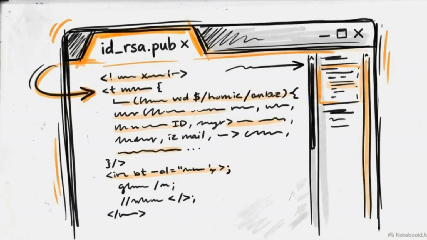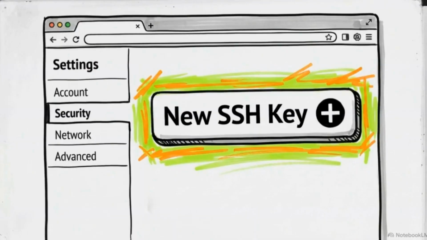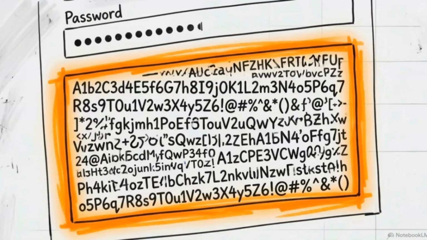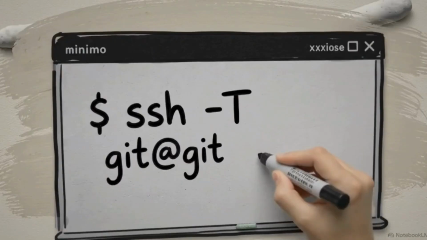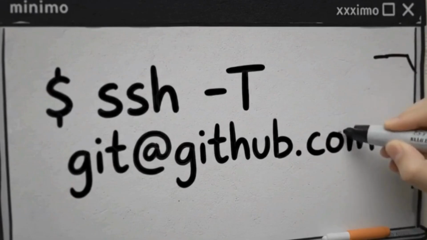We open the file ending in .pub, which contains the long string of text that makes up our public padlock, and copy it. On GitHub, we go to Settings, then SSH Keys, and click New SSH Key. We give it a name, like Work Laptop, and paste that long string of text into the box. Finally, we run ssh -T git@github.com to test the link. When you see a success message welcoming you by name, it confirms that your laptop and GitHub have successfully performed their first secure handshake.